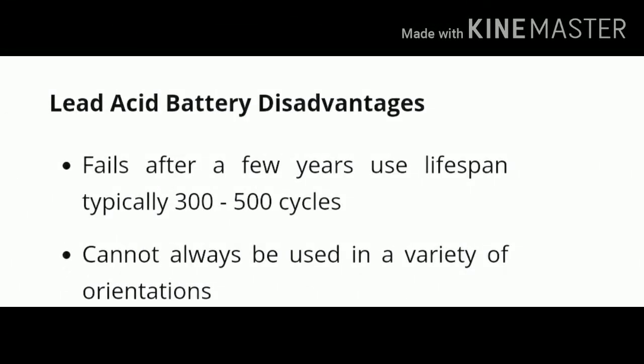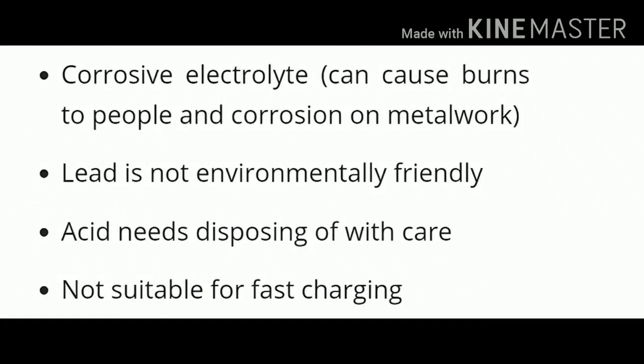Disadvantages of a lead acid battery. Fails after a few years of use, lifespan typically 300 to 500 cycles. Cannot always be used in a variety of orientations. Corrosive electrolyte can cause burns to people and corrosion on metalwork. Lead is not environmentally friendly. Acid needs disposing of with care.